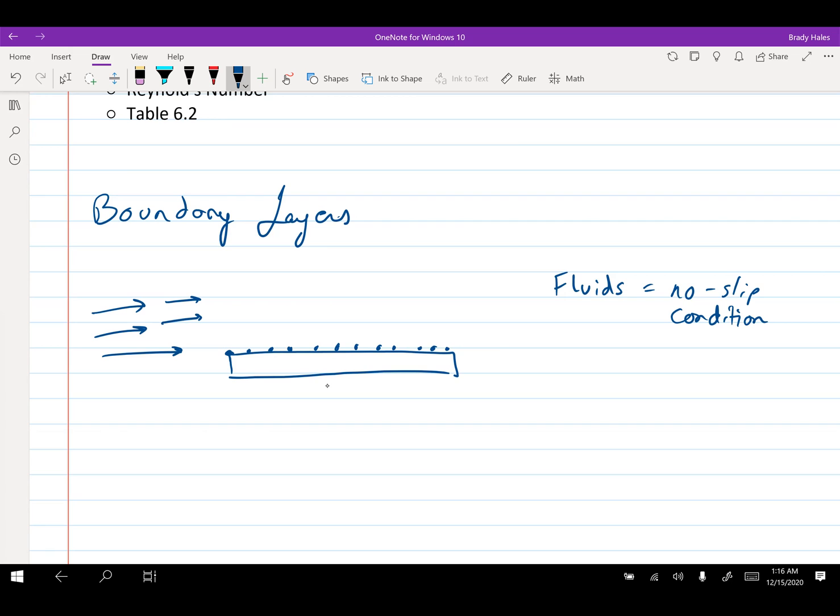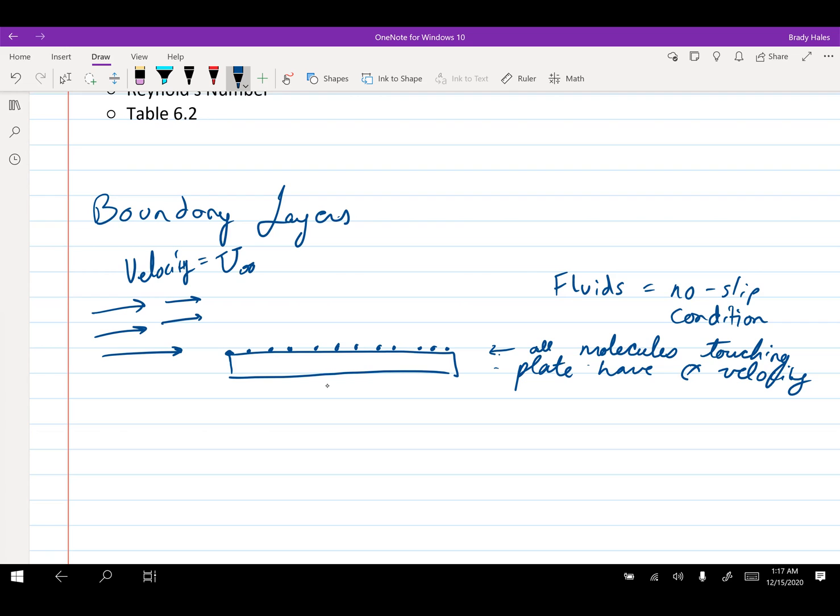Okay, so I would say all molecules touching the plate have zero velocity. Okay, where we have some u infinity, or you could just say velocity. Up here, velocity equals u infinity, right? Okay, so what happens is the first bit of air hits this and gets stuck, right? But for a flat plate, you get some sort of shape that looks like this. What this is representing is the speed of the air molecules, right?